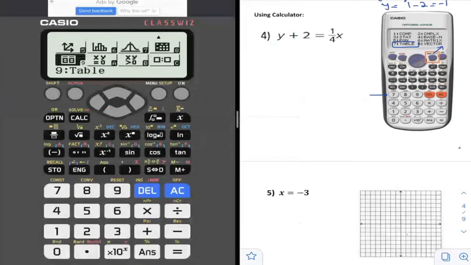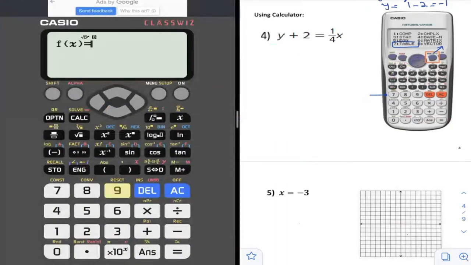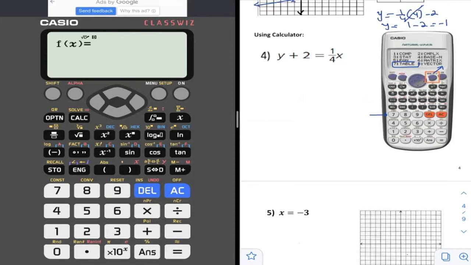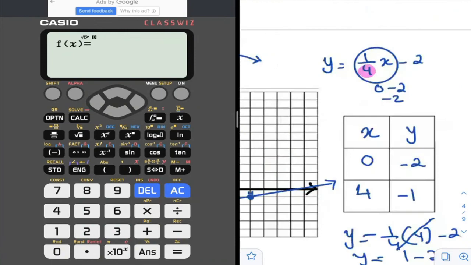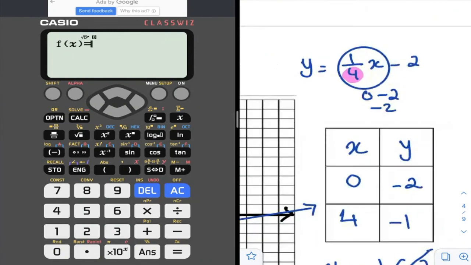This is in the other type of the calculator. You will have mode 9. If you press 9, you will find f of x. F of x in our case is our y. So our y here, after we solved for y, it's 1/4 x minus 2. You can write it in fraction form, or you can convert it to decimal if you like.